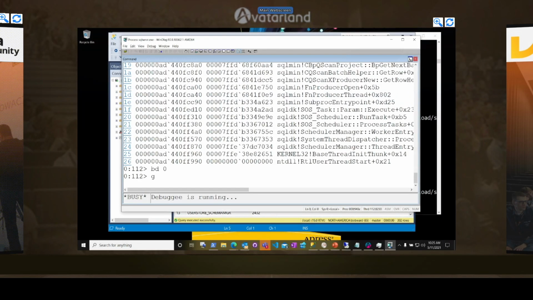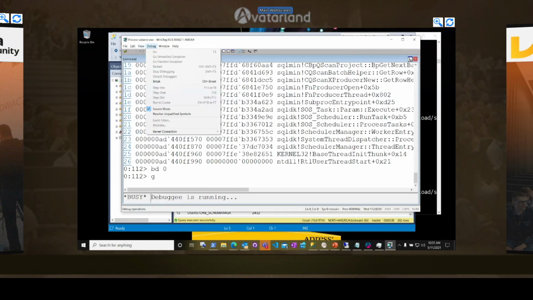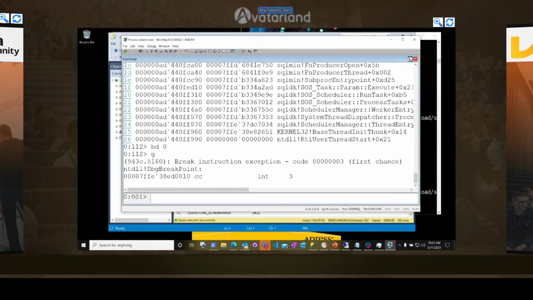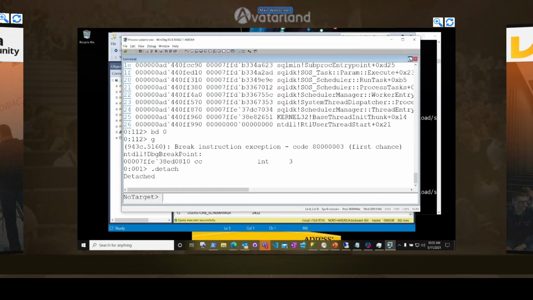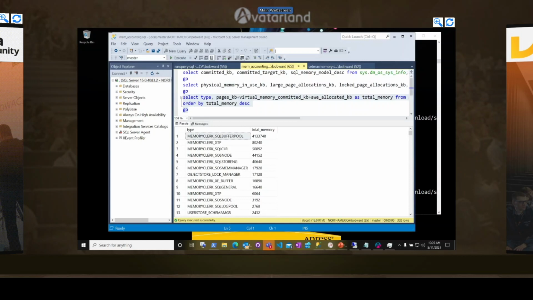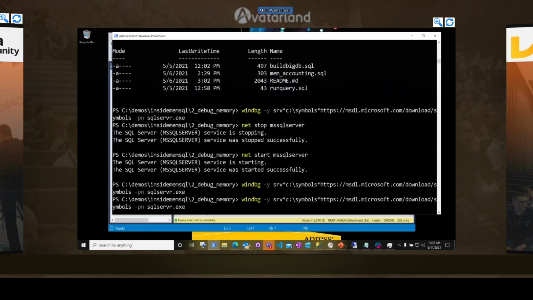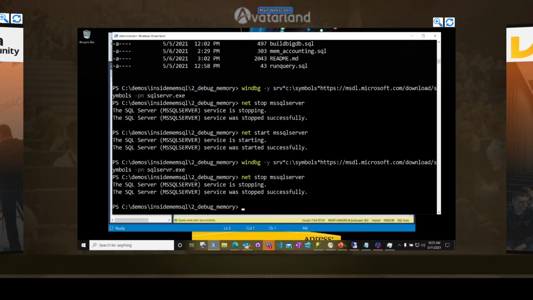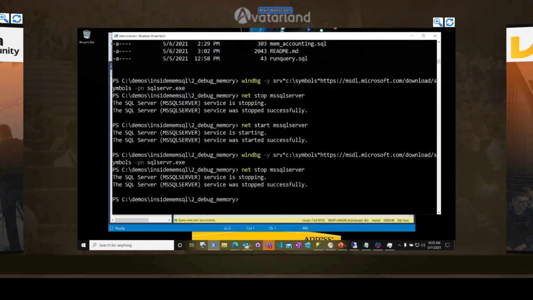Let's have some fun here. Let's force SQL Server to not use locked memory and see what it looks like. I'm going to quit the debugger and restart SQL. Here's what I'm going to do: this is an undocumented trace flag to force the conventional memory manager, trace flag 835. So I'm starting up SQL.